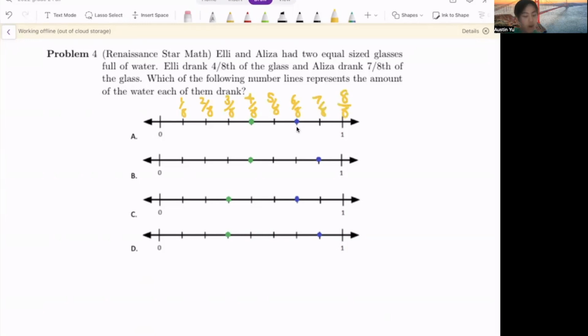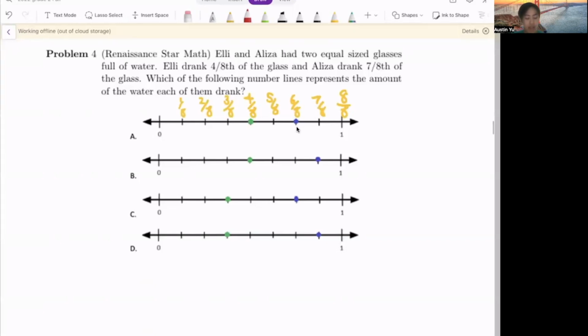We need to find the part where Ellie drinks 4/8, so that would be in the green. So far, we already narrowed it down to A and B, since C and D don't have Ellie's point on 4/8. So then we can move on to either A or B. And then we have to see which blue line, which represents Eliza, is on the 7/8 of the glass. And of course, that's just B. So in reality, B is our correct answer.